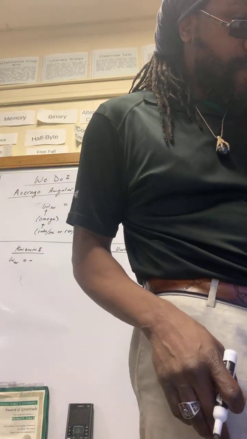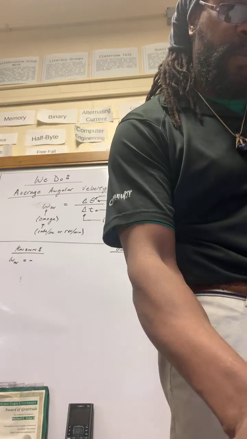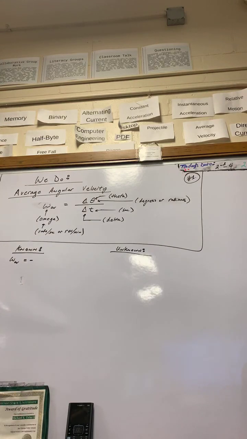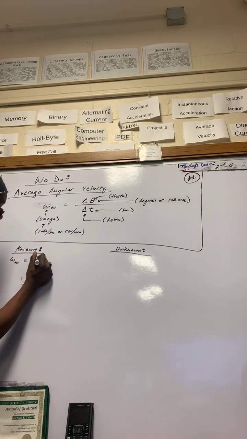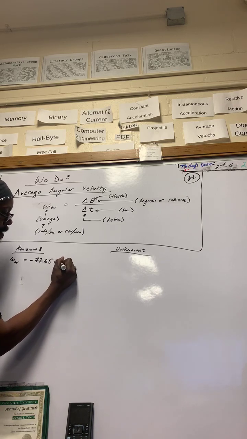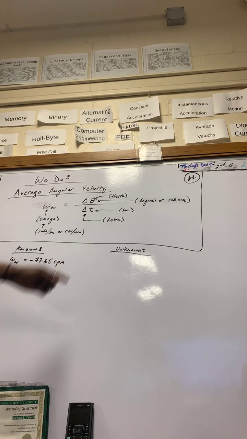And we're going to need to write down what they gave us, which is 77.65 RPM. RPM means revolution per minute. Keep that in mind. So 77.65, and then we put RPM for revolutions per minute. Okay, that's how you write that shorthand.